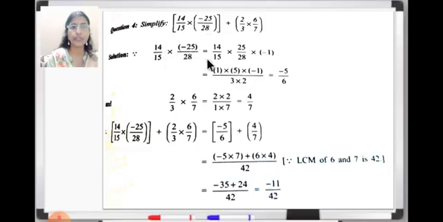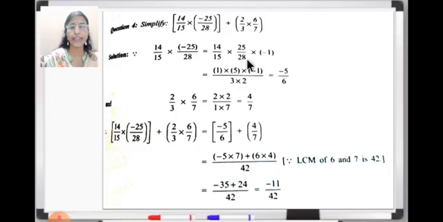So what you will do, if you want, you can write this step: 14 upon 15 into 25 upon 28, and the minus sign you can take out by writing minus 1 into it. Then you will multiply. When you multiply, you first have to reduce. See which one you can reduce. 25 and 15 we can reduce, we can divide by 5.